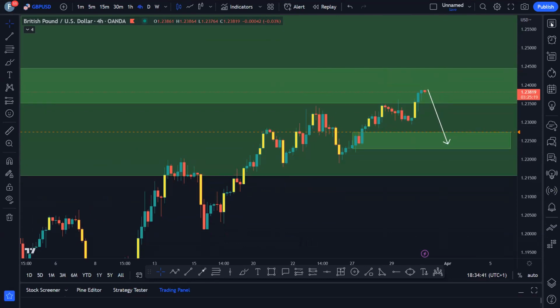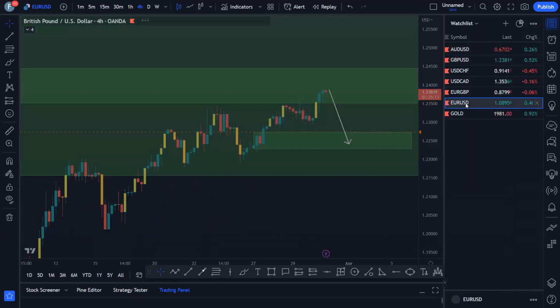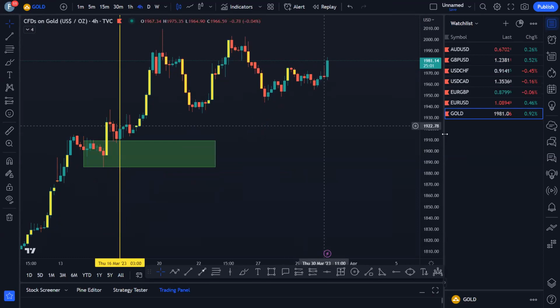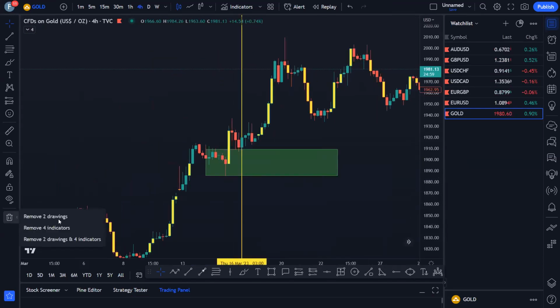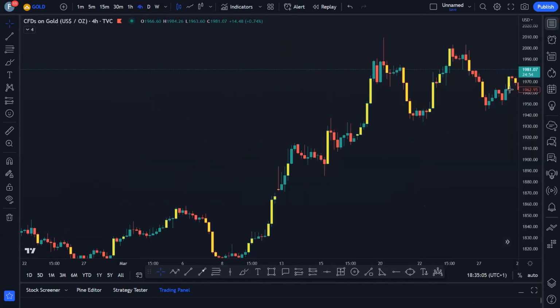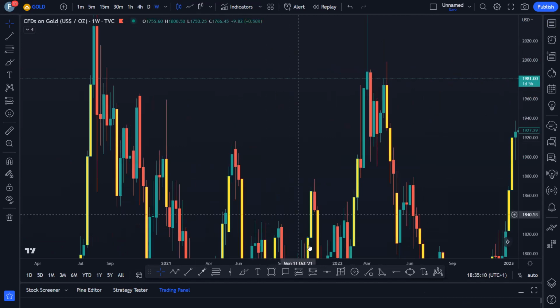All right, let's check out Euro USD. Okay, Victor said gold and GBP. So let's check out gold, and GBP AUD. Okay, so let's check out what's going on with gold on the weekly time frame.